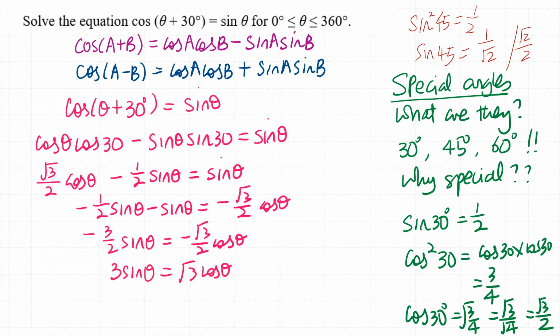So you still cannot solve this trigo equation, because it involves two different trigo functions, sine and cosine. So what connects sine and cosine? Yes, it's a ratio identity.